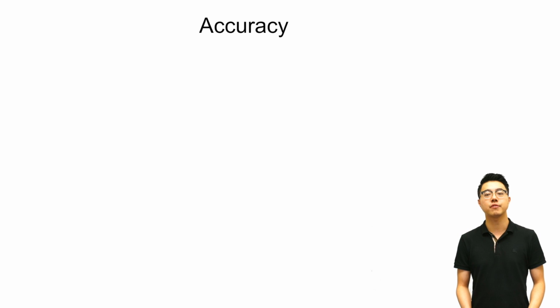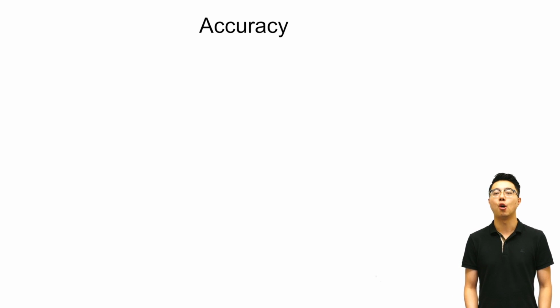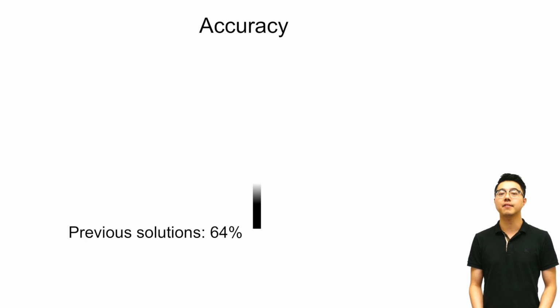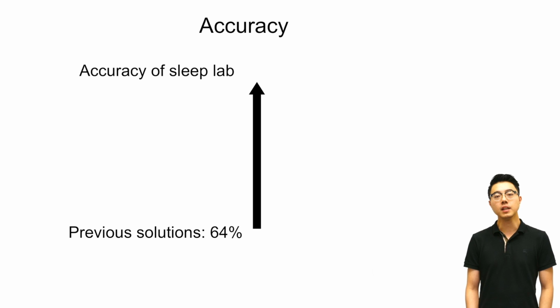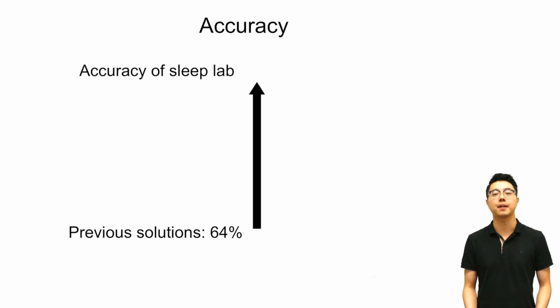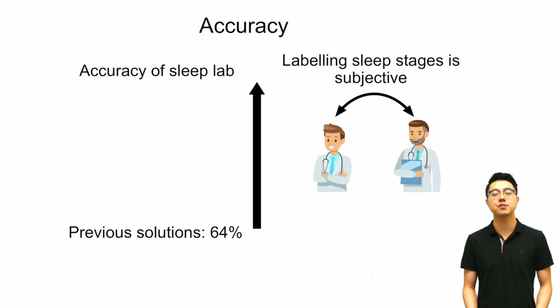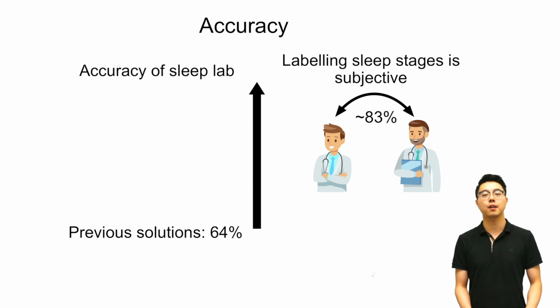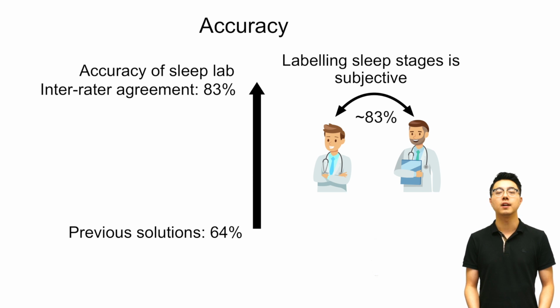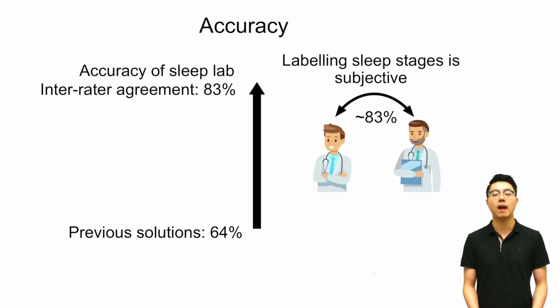Remember that our goal is to achieve high accuracy on par with sleep lab. Of course, we want to improve over previous solutions that have an accuracy over 64%. But the question is, how far can we go beyond that? It is important to know that labeling sleep stages is subjective. At the sleep lab, sleep technologists look at the signal and manually label sleep stages. If you ask two different sleep technologists to label the same night of data and compare the results, the inter-reader agreement will be around 83%. So our goal here is to go from 64% of previous solutions to somewhere near 83%, which is on par with sleep technologists. Now let me show you our accuracy.